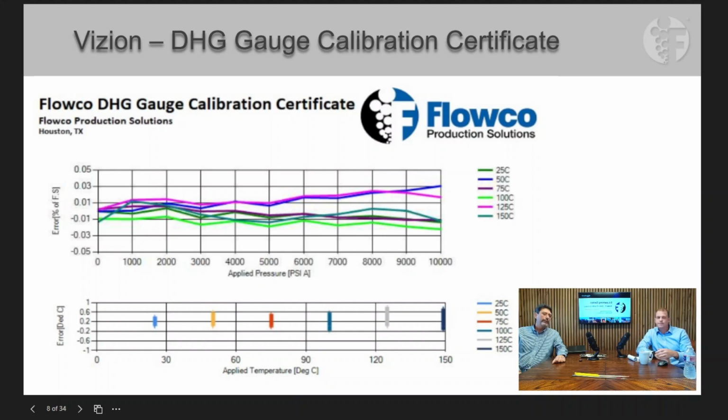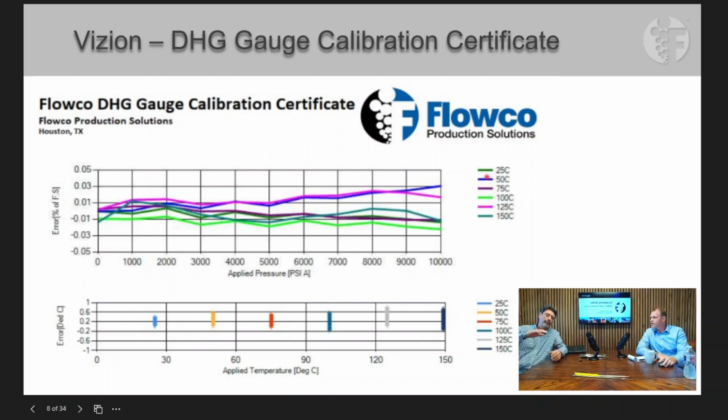Is that correct? Yeah, basically, well, first, just to explain what you have in the slide there and on your screen is the calibration certificate that basically shows the different steps of pressure and temperature that the gauge went through. So we have pressure down here on this axis, and then over here is the error in percentage of full scale. Okay, and then each one of these lines represents a different temperature. Temperature and pressures, different points too.